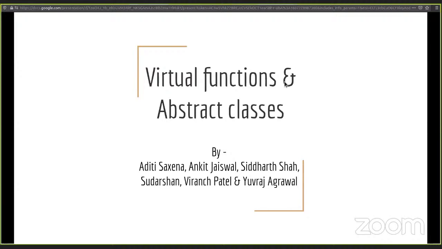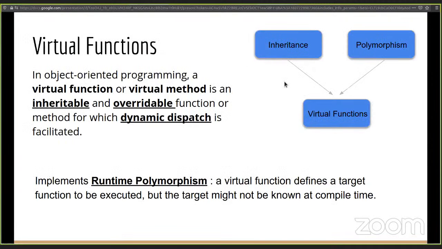So good morning everyone. The topic of our presentation is virtual functions and abstract classes. I'll begin by telling you about what exactly virtual functions are, how they are useful, and how they are mapped by the compiler. The concept of virtual functions basically comes from two very important OOP concepts, that is inheritance and polymorphism. In short, inheritance is the capability of a class to derive some characteristics and properties from some other class. And polymorphism is basically the ability of a variable, function or object to take multiple forms, to be implemented in multiple forms.